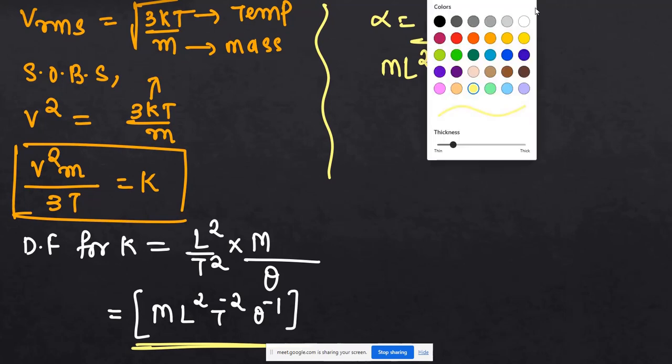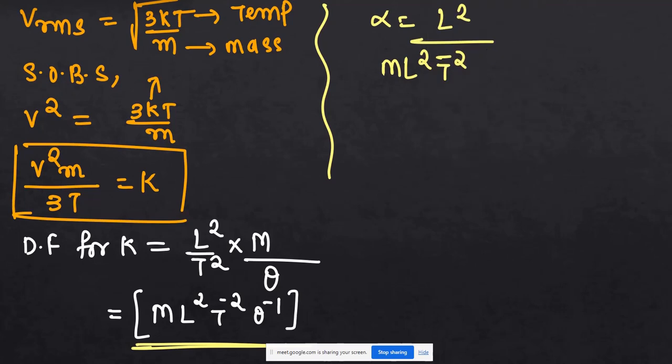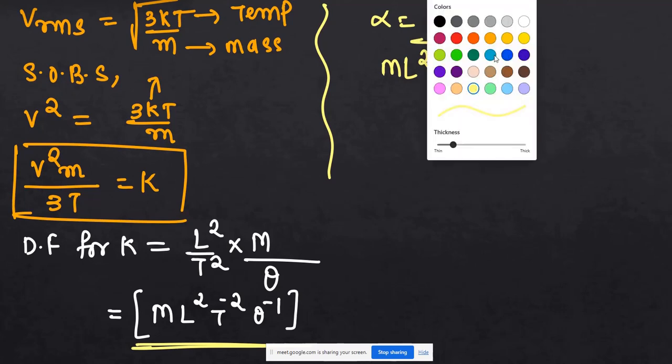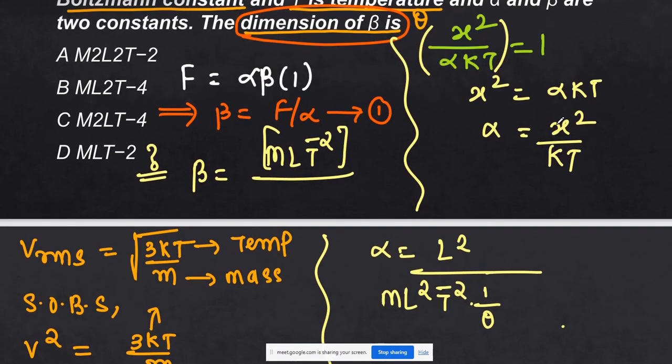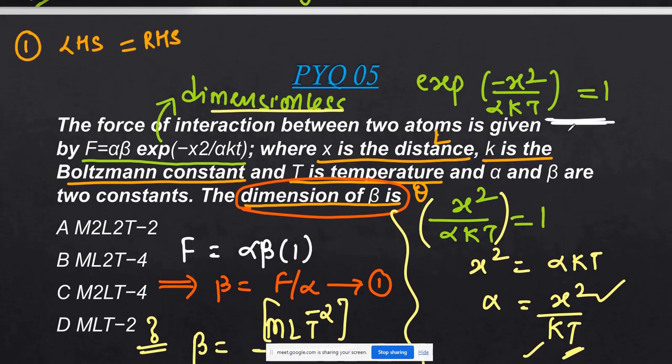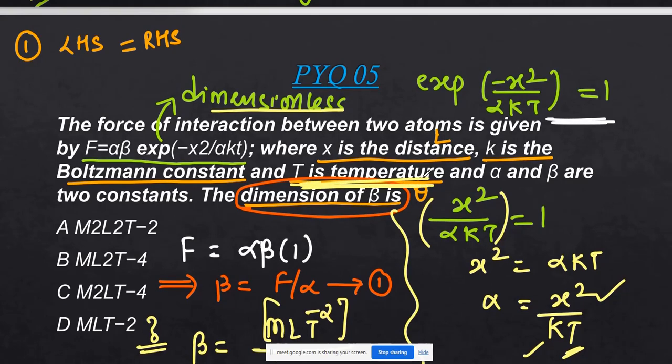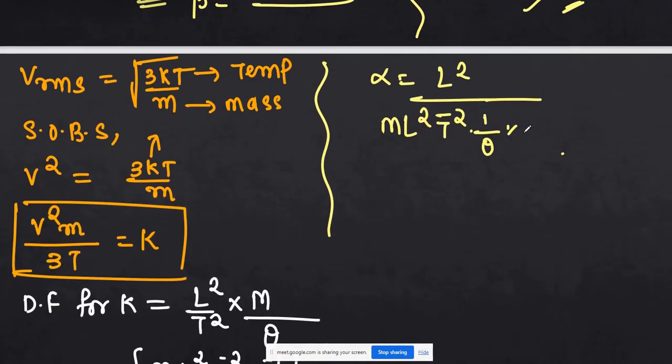Theta minus 1, can I write it as 1 by theta? Yes, ma'am. So in the denominator itself, I'll write it as 1 by theta. Now, this is for k. So x square substituted, k substituted, t. What is t here? Is it time or temperature? In the question it was given as temperature. So you will take it as theta.